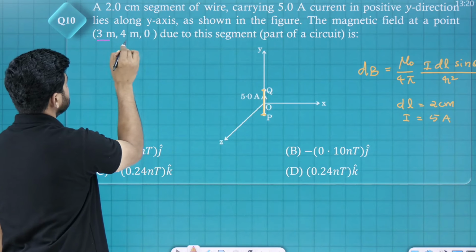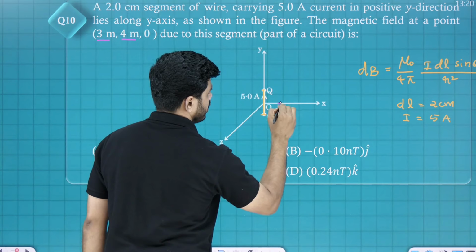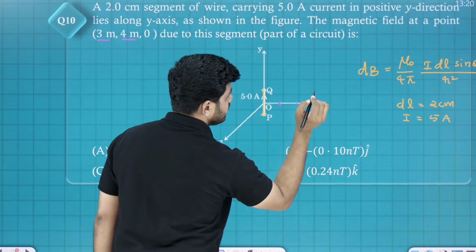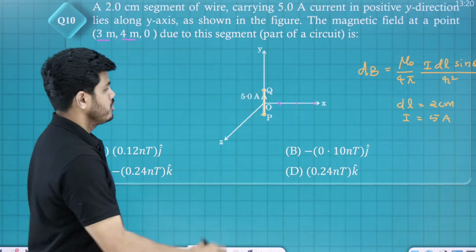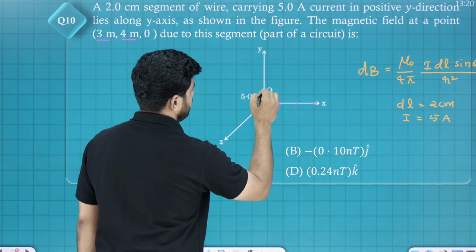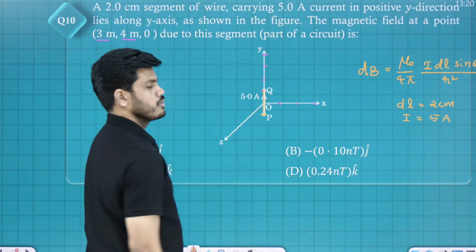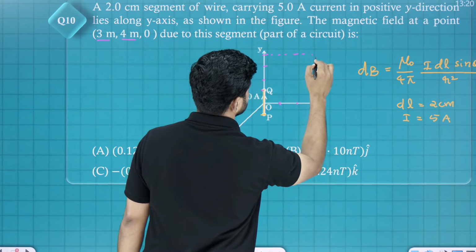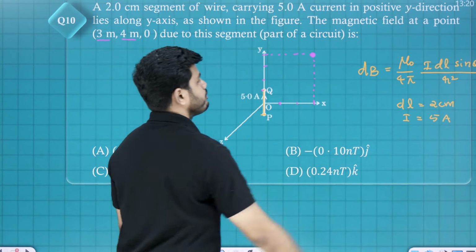This point is given like 3 meters and 4 meters. 3 meters along x-axis, so we'll go for 1, 2, and 3. Okay, so this is the 3 meters along x-axis. What is the y-axis value? 4 meters. So if you go up for 4 meters, let me mark 1, 2, 3, and 4, suppose. Then the point is somewhere here, right? This is the point we are looking for.